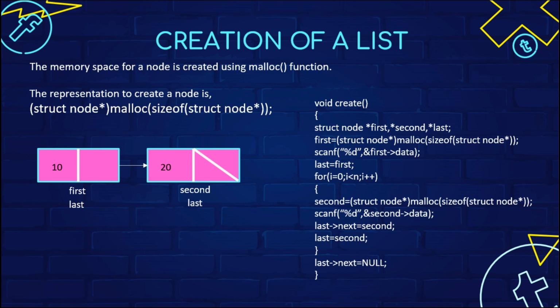There's a slight change, since the previous node is now being referred to as last, right? So last of next is made to point to the current node, which is the second node, and last is made to point to the second node, because the newly inserted node becomes the last node, right? And after the loop has ended, there is no value present after the last node, so last of next is made to point to NULL.